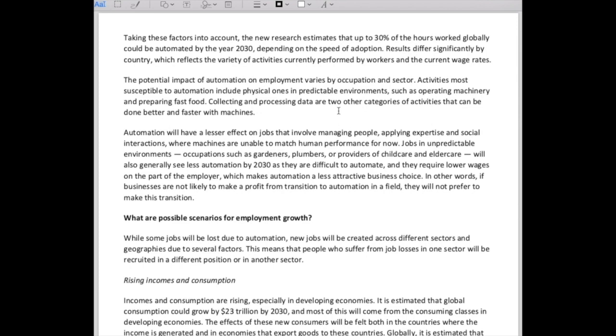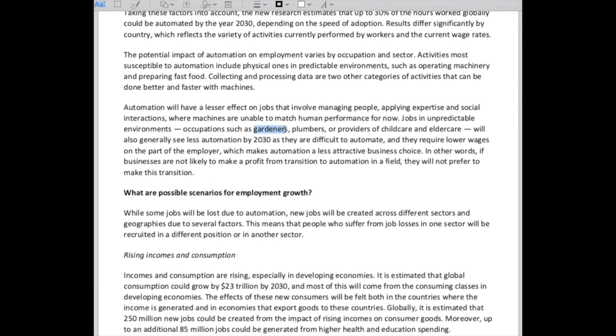Okay, so where are the jobs that we saw? Here we are, gardeners, plumbers, or providers of childcare and elder care, which means babysitters or caretakers. So we have found the relevant part. Now let's see. They will generally see less automation by 2030 as, which is a synonym of because, they are difficult to automate and they require lower wages on the part of the employer.